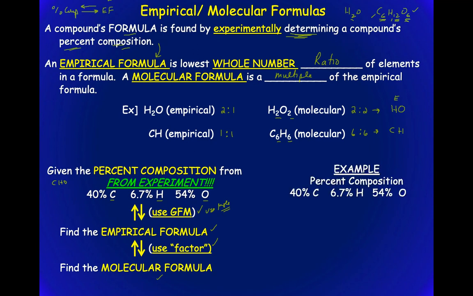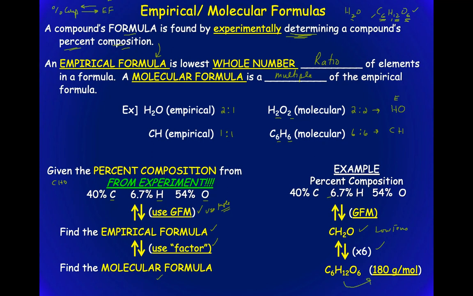All right, so a good example of this is, let's just say we got these percent compositions, and I used the GFM to find the empirical formula CH2O. That would be, again, a lowest terms formula. I would then multiply by 6, my factor, and I would end up getting glucose. Its molecular formula has a GFM of 180. Now check out the fact that the GFM of the empirical formula is actually 30 grams per mole.